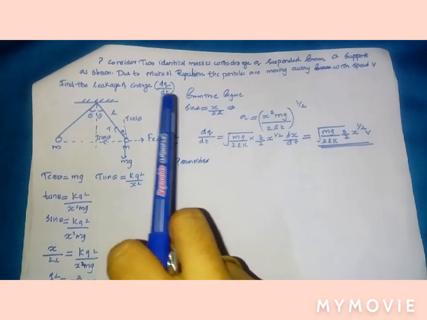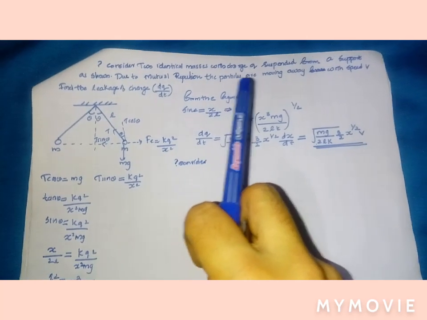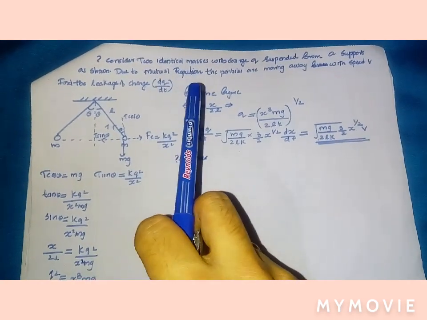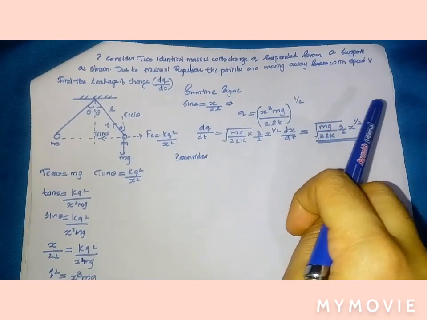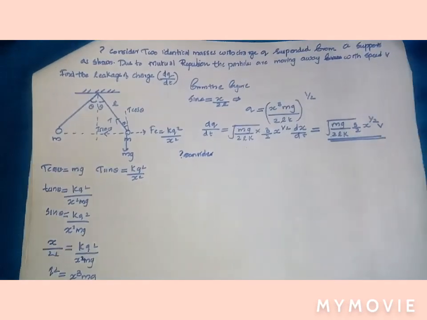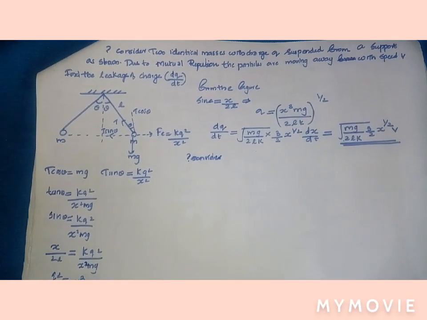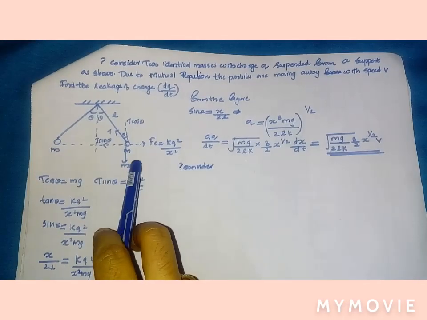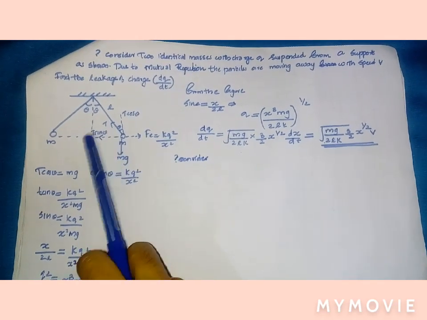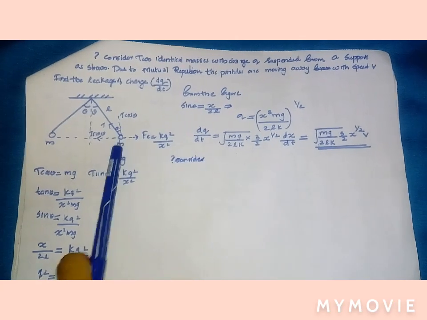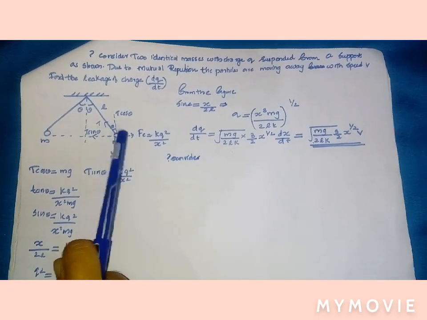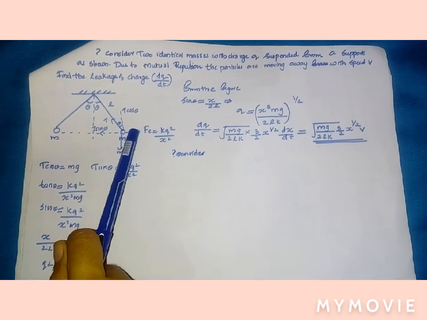In this question, consider two identical masses with the charge q suspended from a support as shown. Due to mutual repulsion, the particles are moving away with the speed v. Find the leakage of charge, that is dq by dt. Consider the figure: the weight mg acts downward, and also tension T, with T cos theta here, T sin theta here, and also the repulsion force kq square by x square. x is the distance between the two masses.